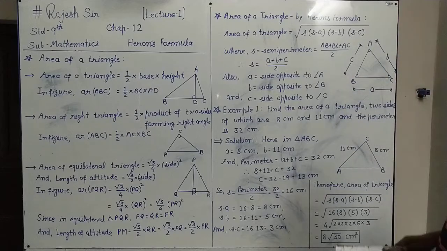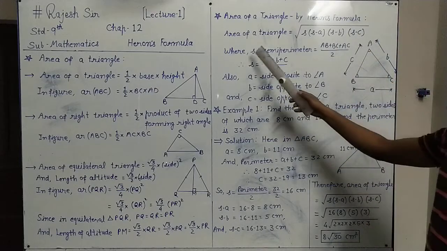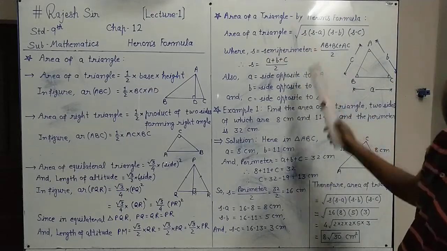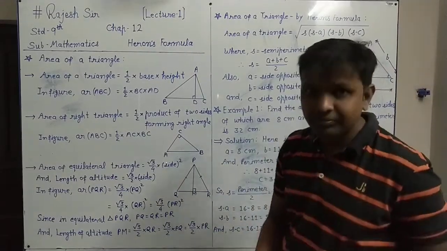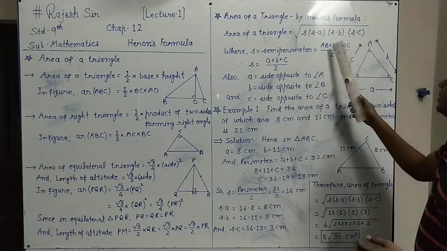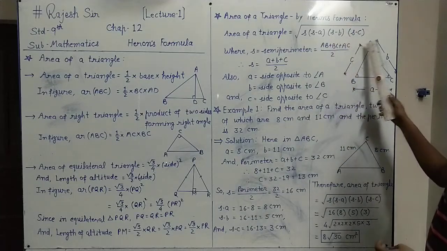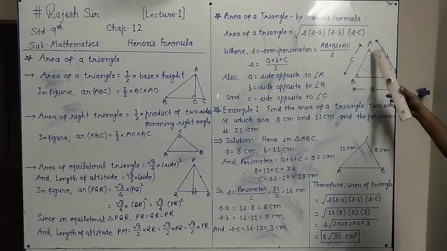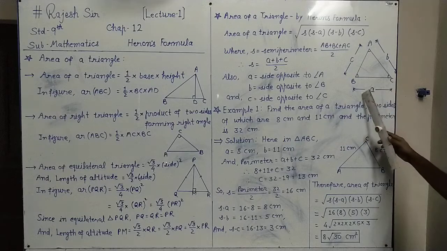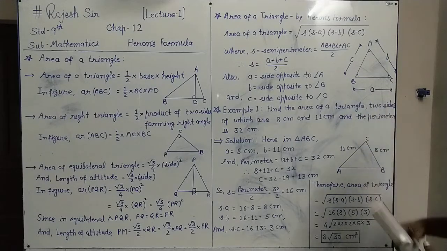Now we'll see what all these terms show, where s is called the semi-perimeter. Semi-perimeter means half of the perimeter. Perimeter means the sum of the three sides, AB plus BC plus AC, for this triangle. Suppose ABC is the triangle we have shown. So angle A's opposite side BC is denoted by a, in the usual notation in maths.